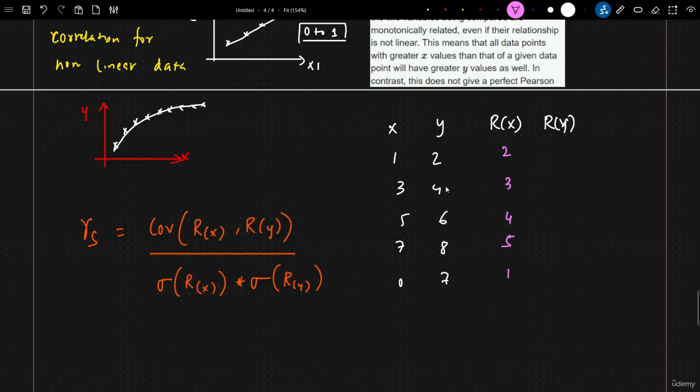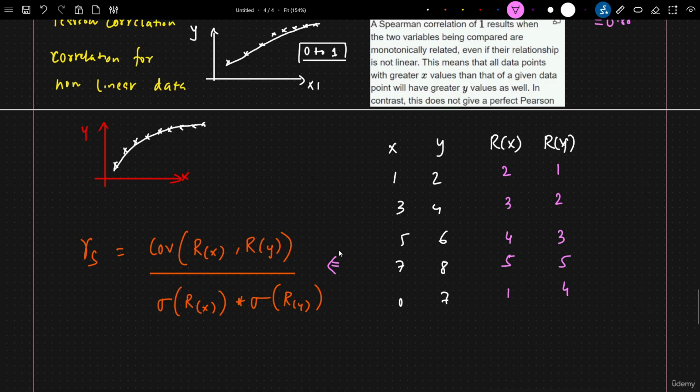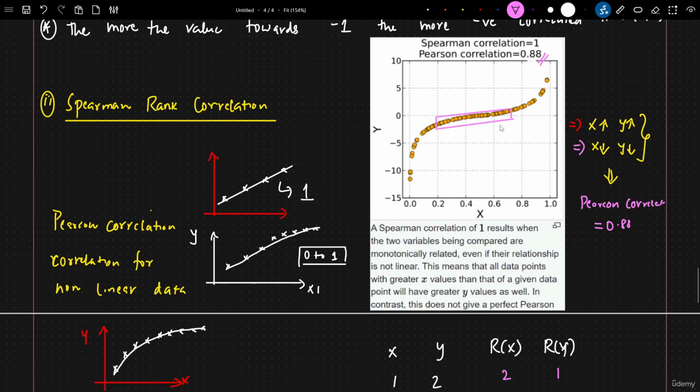Rank of Y is nothing but, the smallest number is 2, so here I will give it 1. Then you have 4, then you have 3, then you have 4, then you have 5. So just by giving these specific ranks, when you calculate with respect to them, you will be able to capture these non-linear properties also.